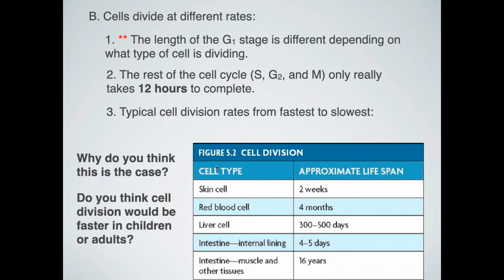And so do you think cell division would be faster in children or adults? What do you think? Answer? Children, right? Kind of obviously, it should be children. So here's the typical flow chart of fastest to slowest. Your stomach lining is replaced super quickly. Then skin, then blood cells, then liver, then bone, and then brain cells are on the far end, because most of the time they can't even be replaced.